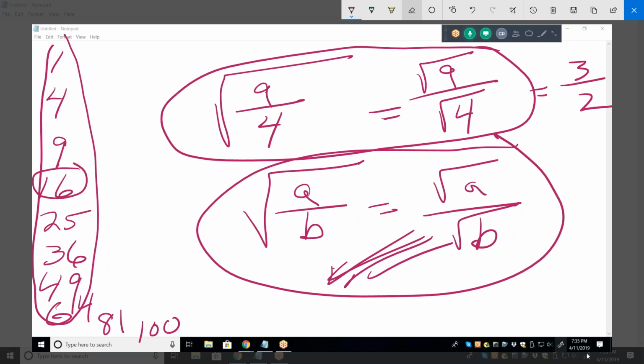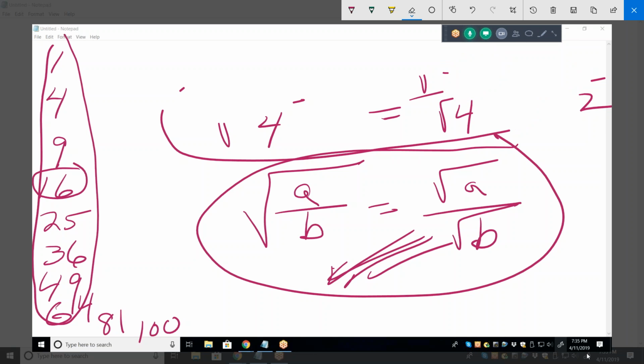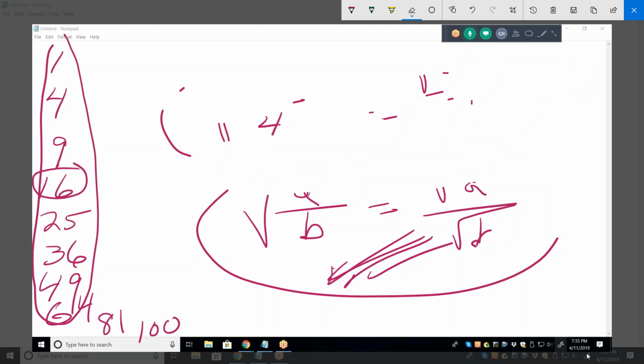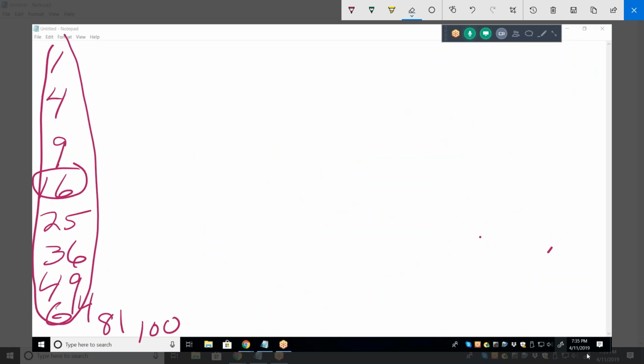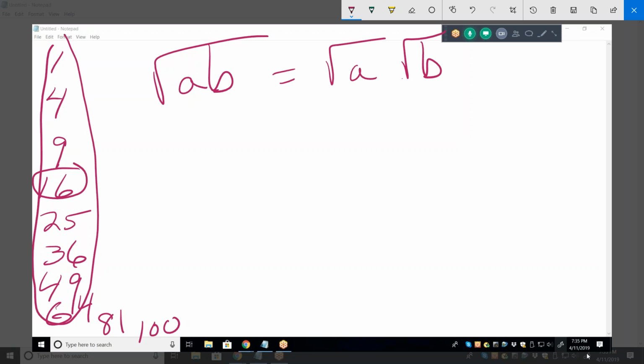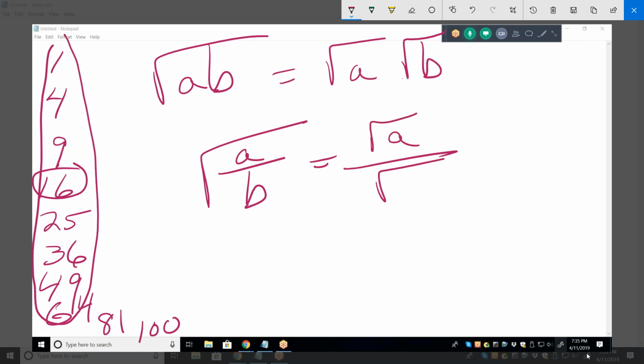In other words, you have a few basic rules regarding radical signs. Really, there's only 2 you have to remember. And they're the following. The square root of 2 numbers being multiplied together is the square root of the first number times the square root of the second number. The square root of 2 numbers being divided is the square root of the numerator divided by the square root of the denominator. These 2 rules will cover pretty much anything.